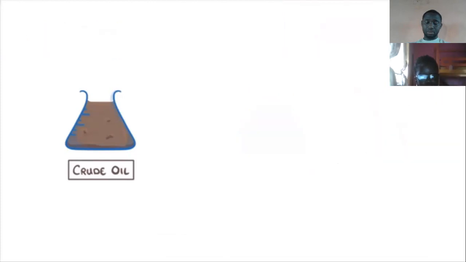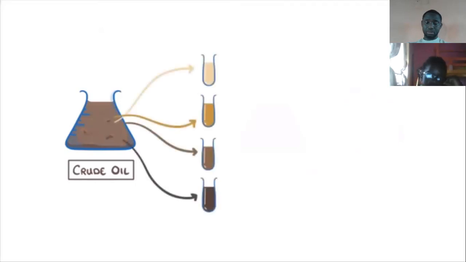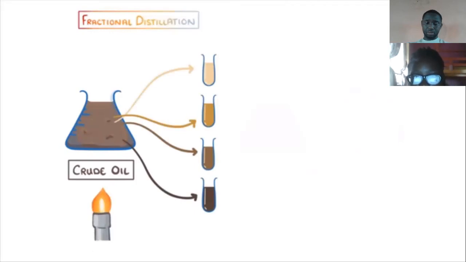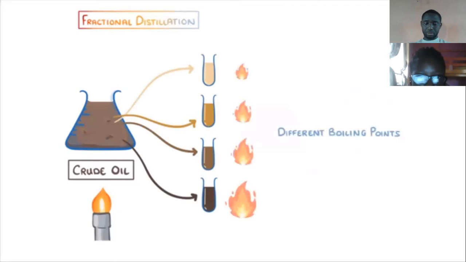Once we've extracted the crude oil from the ground, we need some way to separate out all of the different hydrocarbons in the mixture, because they each have different properties, and so we'll use them for different things. To do this separating, we use a process called fractional distillation, which involves heating the crude oil up and separating out different compounds by making use of the fact that the different compounds all have different boiling points.